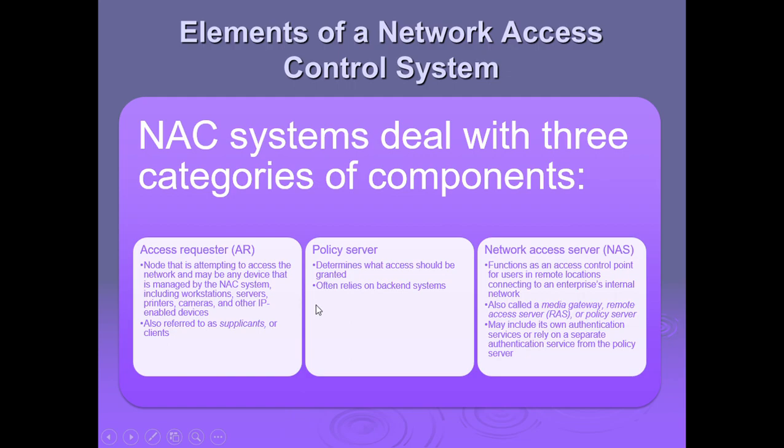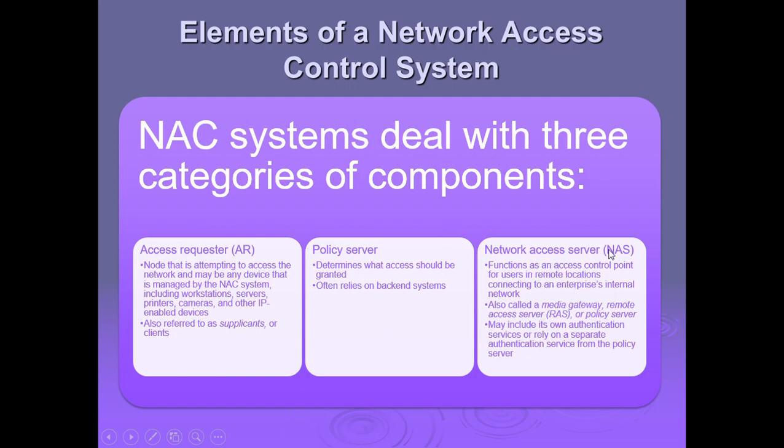The second component that should exist in a network access control system is what we call a policy server. It determines what access should be granted. It is responsible for granting access to a given client or a given device. Okay, it works in the background. It's transparent to the user. It often relies on back-end systems. We will see this point.